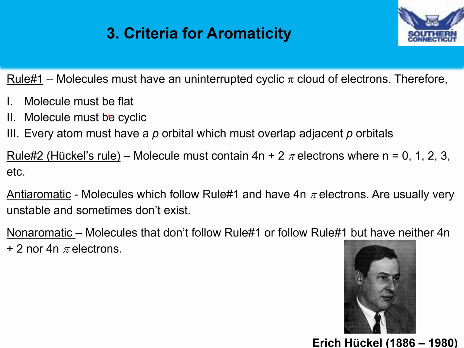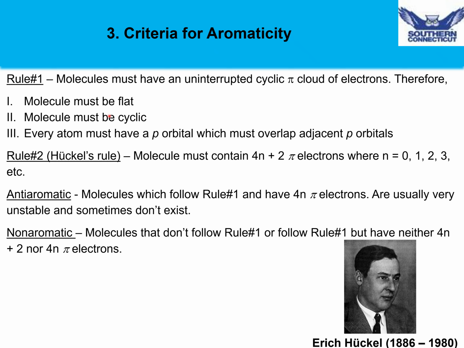The second rule that a compound must follow in order to be aromatic is also sometimes called the Huckel rule. It says that the compound has to have 4n plus 2 pi electrons, where n is an integer. For example, if a compound has 6 pi electrons, it could be aromatic as long as it also follows Rule 1.